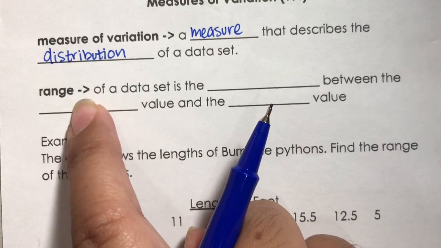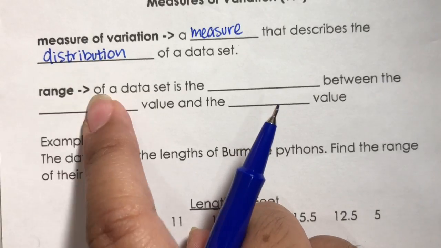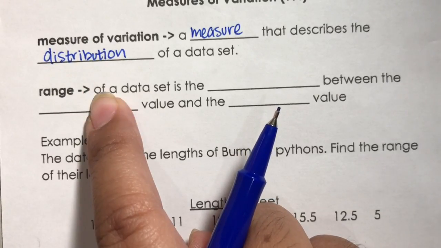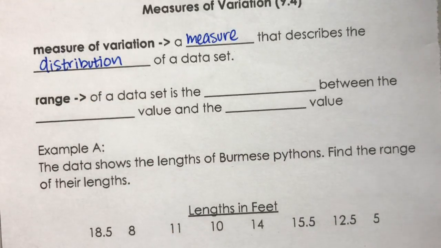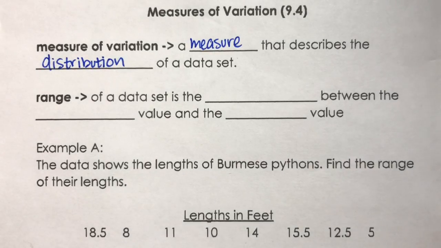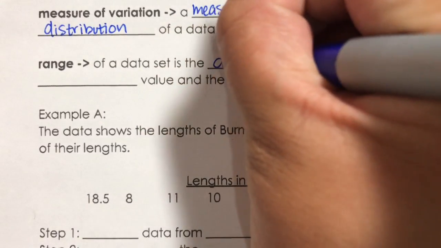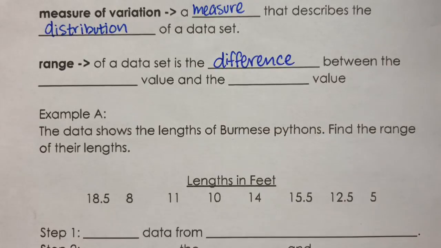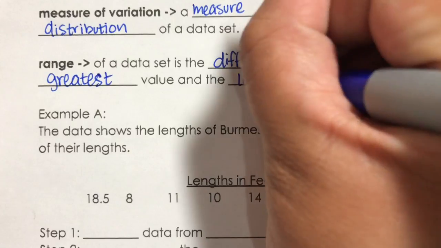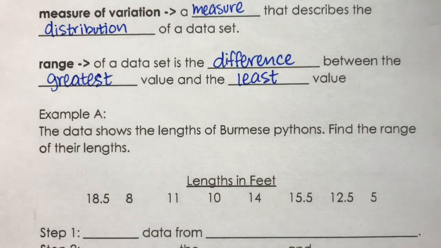One measure of variation that we're going to learn today is range. And I'm telling you right now that range, just like mean, just like median, just like mode, is incredibly easy to get because it just deals with one basic operation. The range of a data set is the difference between the greatest value and the least value of a data set.